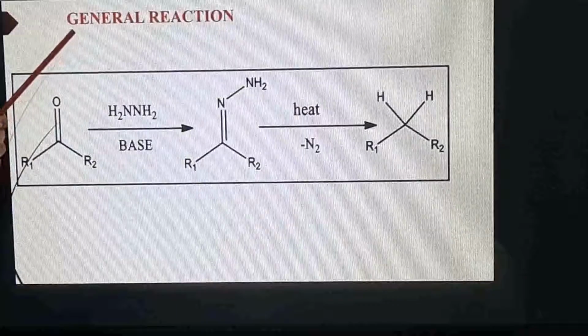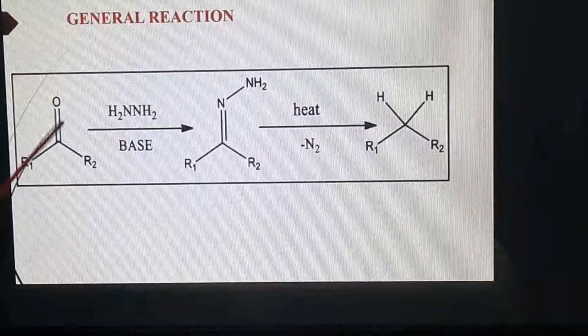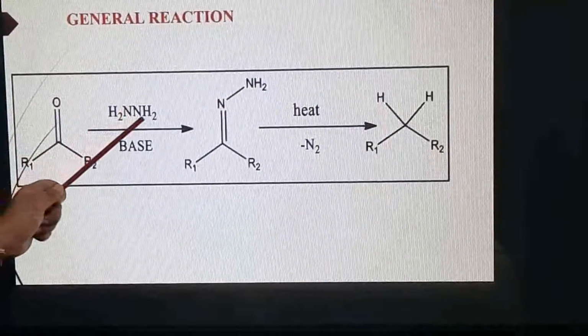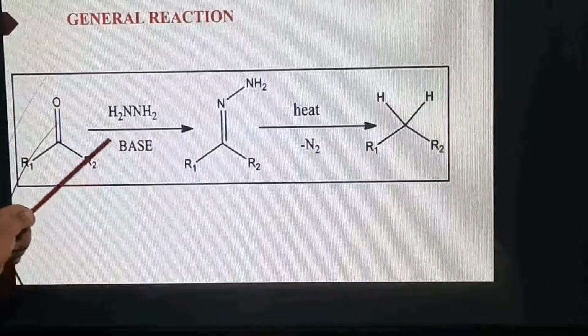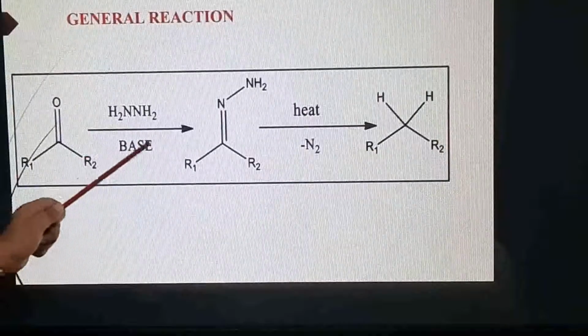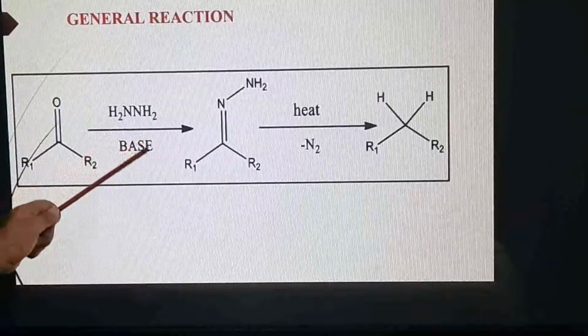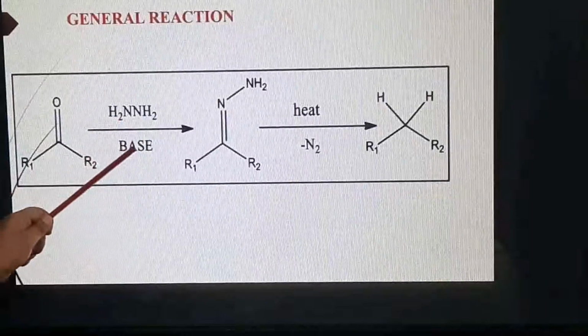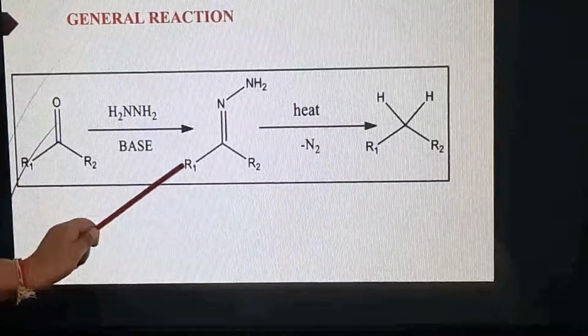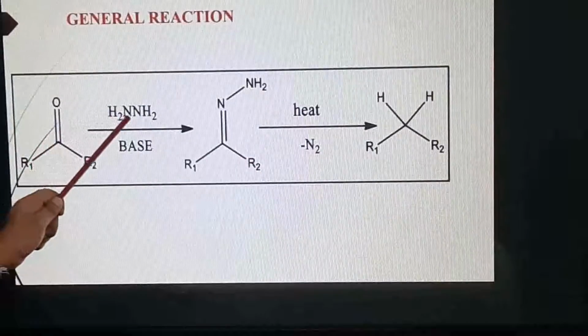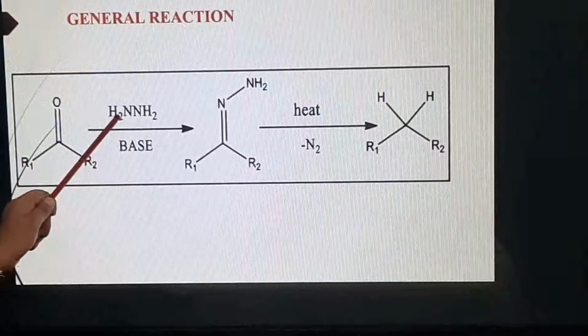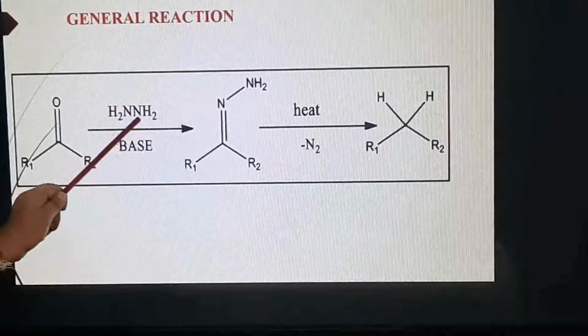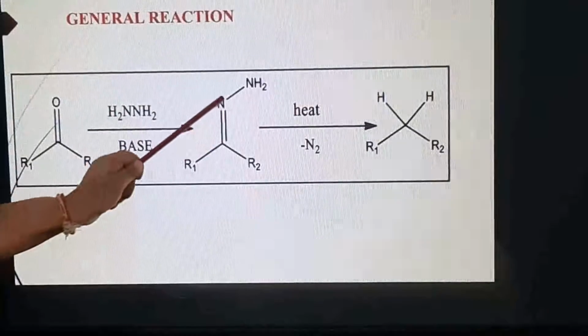So this is the general reaction. A carbonyl compound in the presence of hydrazine hydrate and the base KOH, and we can use solvents like glycols, diethylene glycol, is used here. The carbonyl group simply attacks the NH2 by a Schiff's reaction, that is, by a nucleophilic addition reaction.